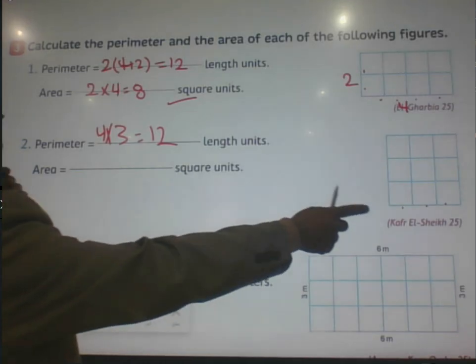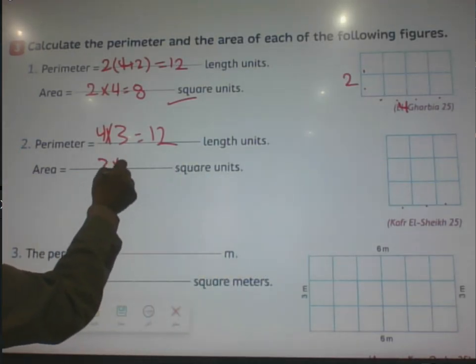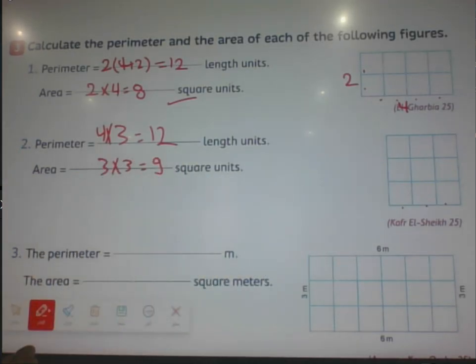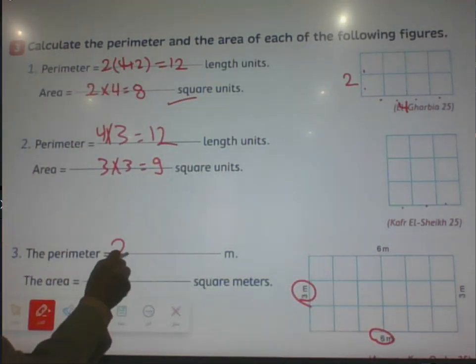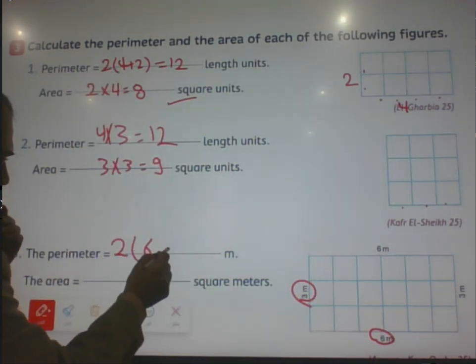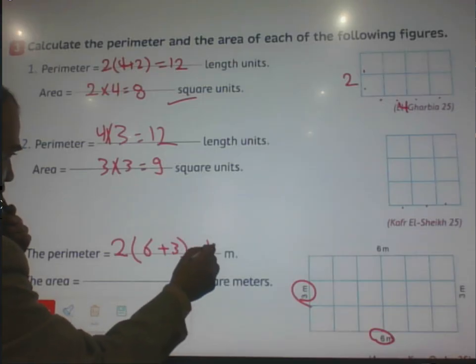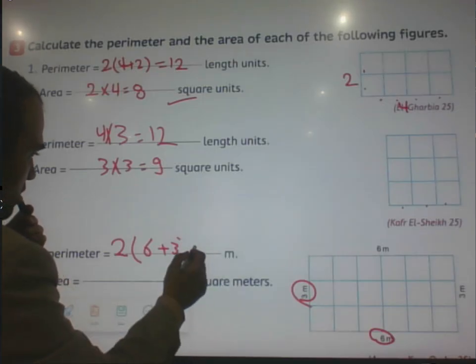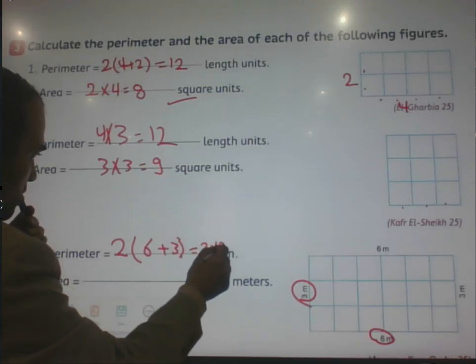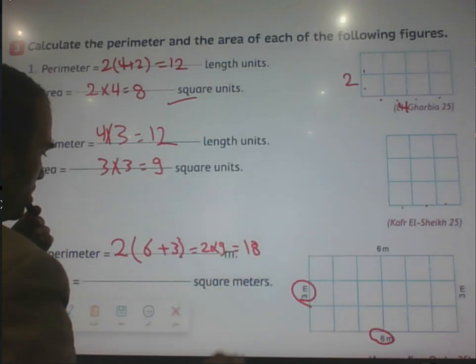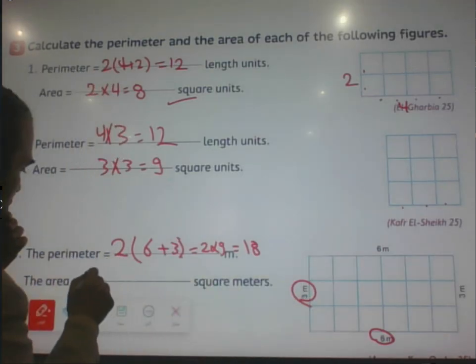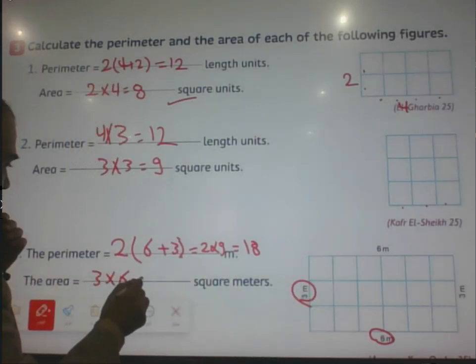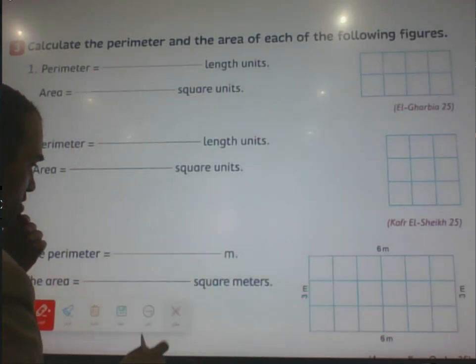And next question. The area equals side by side, 3 times 3 equals 9. And the perimeter here, we have length and width. Then the perimeter equals twice the sum of length and width. 6 plus 3 is 9. 2 times 9 equals 18 meters. Okay, the perimeter equals 18 meters. And the area equals the product of two dimensions, 3 times 6 equals 18 square meters.